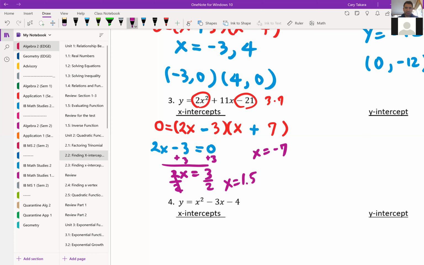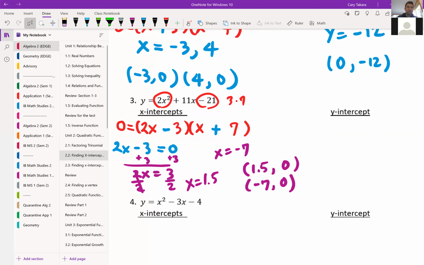So the two coordinates are going to be 1.5, 0 and negative 7, 0. And then the y-intercept is going to be negative 21, or 0, negative 21. How did you guys do on that? Number 3.